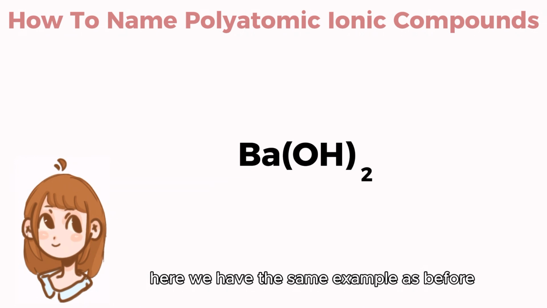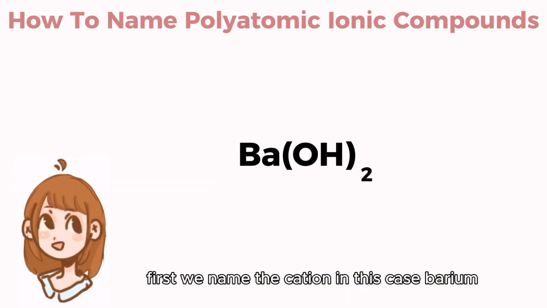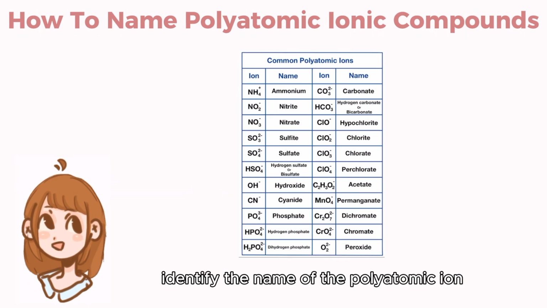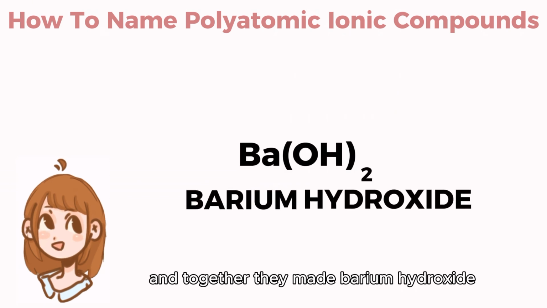Here we have the same example as before. The difference is that now we know how to name it. First, we name the cation, in this case barium. And using the list I gave you, identify the name of the polyatomic ion, which is hydroxide. And together they make barium hydroxide.